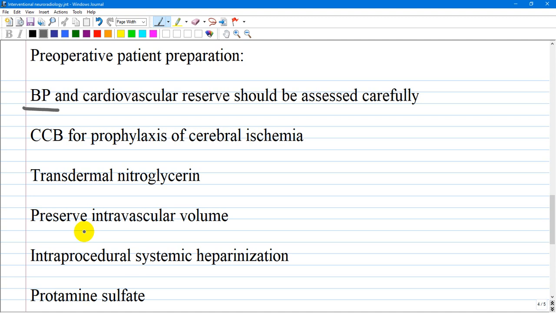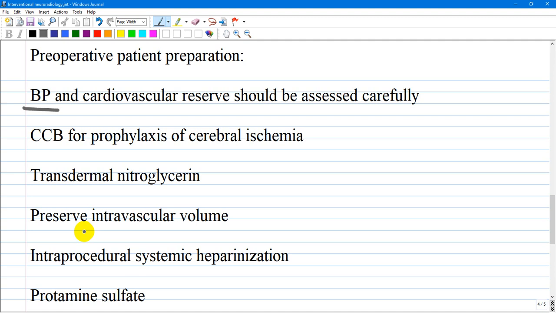as intraprocedural systemic heparinization is commonly used in interventional neuroradiology, even for diagnostic angiography. Protamine sulfate is also often used to reverse the anticoagulant effect of heparin. Protamine is also known to cause allergic reactions, so be careful about these possible allergic reactions.